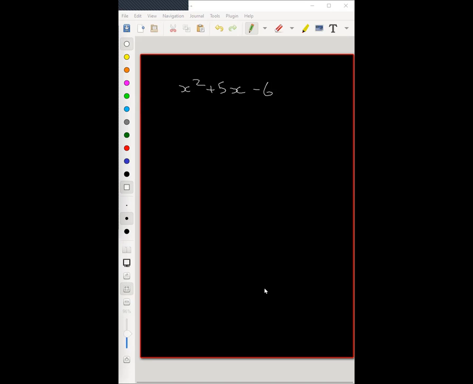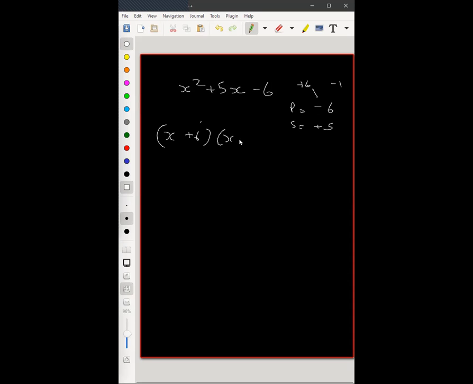Well done, everyone. So easy one. Ultimately, we are getting product as -6, sum is +5. So we get the factors as +6 and -1, right? So our final answer would be x + 6 into x - 1. You can do the splitting on your own, right? Any doubts, anyone so far?